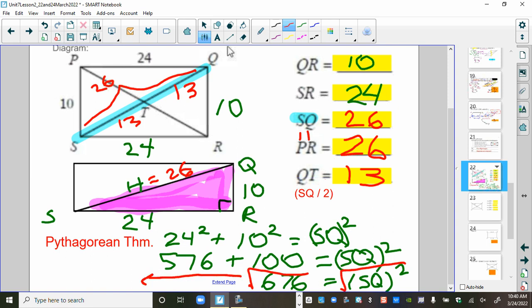Okay, does anybody have any questions on how we got this? Anybody have any questions on that problem? So again, it's all about pieces. We learned a couple things: midpoint, bisect. And then your diagonals, if you want to find that diagonal, is basically Pythagorean theorem.